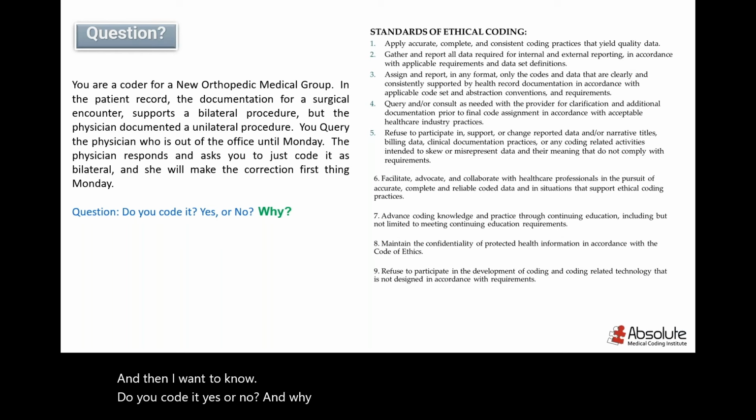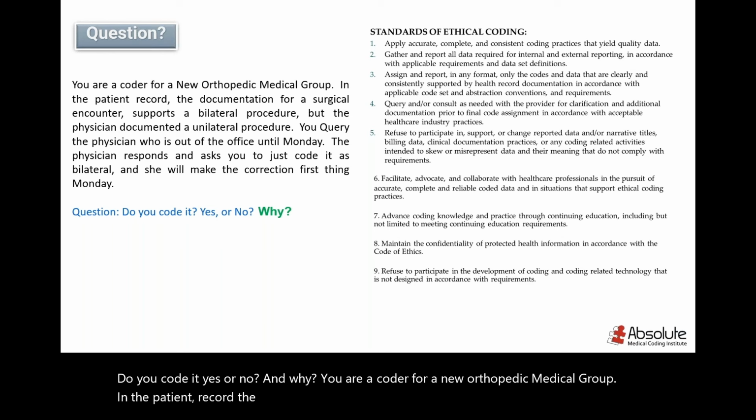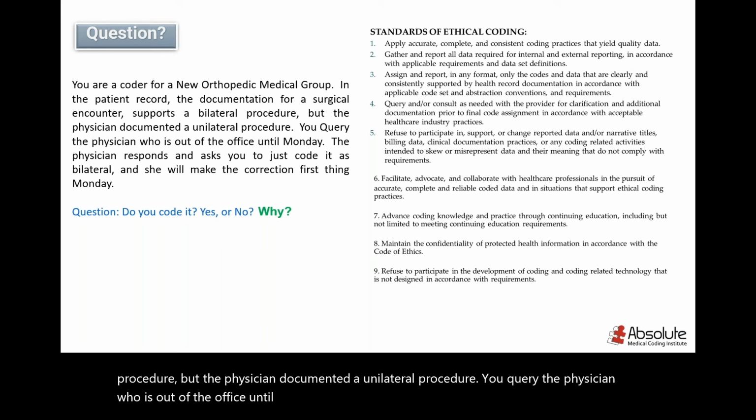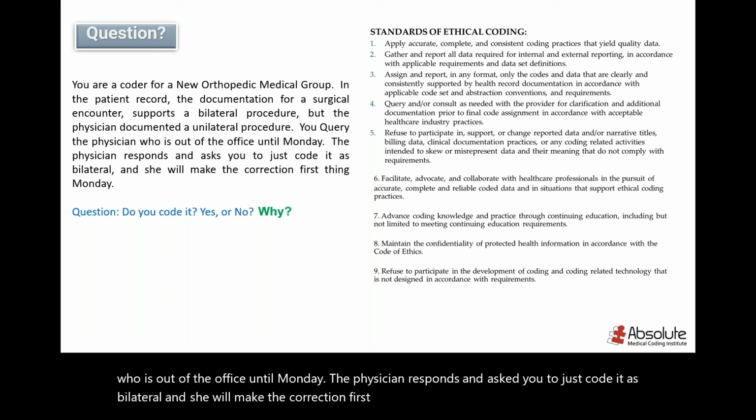You are a coder for a new orthopedic medical group. In the patient record, the documentation for a surgical encounter supports a bilateral procedure, but the physician documented a unilateral procedure. You query the physician who is out of the office until Monday. The physician responds and asks you to just code it as bilateral, and she will make the correction first thing on Monday. Do you code it? Yes or no? Why?